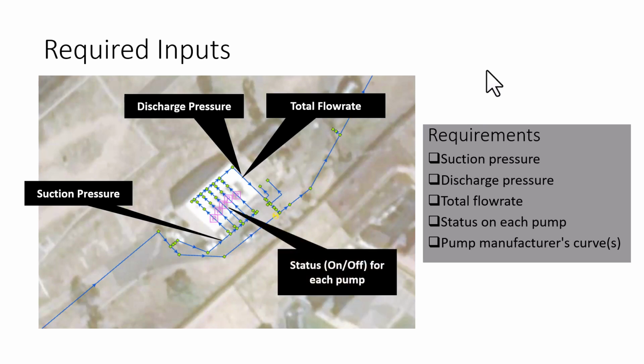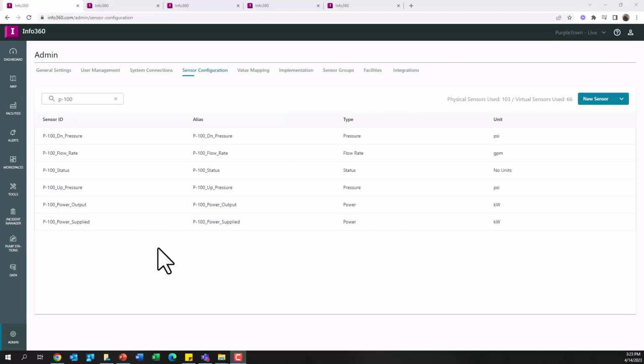The status, if we do have more than one pump, the status of each one, so that we can isolate which ones might be most efficient or which ones are least efficient. And then ideally a pump manufacturer's curve as well would be great, so you can compare it to the manufacturer's curve where it should be operating at most efficient point there. So with that, we'll go ahead and jump into the software. And here we can quickly show this workflow inside Info360 Insight.